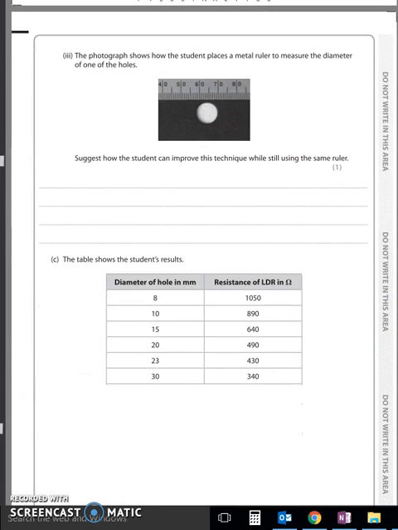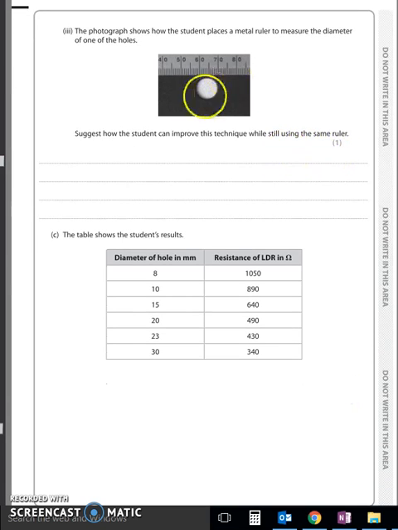The photograph shows how the student places a metal ruler to measure the diameter of one of the holes. Suggest how the student can improve this technique while still using the same ruler. Okay, so we want to measure the diameter, which is that distance. How can we do that? Well, the obvious thing would be to move the ruler to cover half the hole.